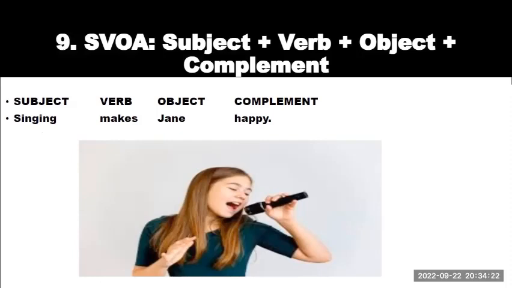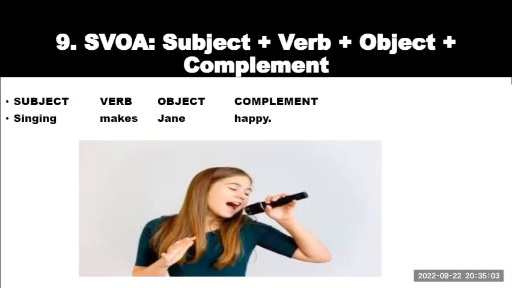Now, makes is the verb, and this is an action word. In this sentence, the verb is an action word. It's a word that reports the action. Okay, then Jane is the object. The object is the receiver of the action. Singing makes Jane happy. Now, there's something singing does, and the action performed by singing is received by Jane. Jane is made happy by singing. Jane is the object because Jane is the receiver of the action.